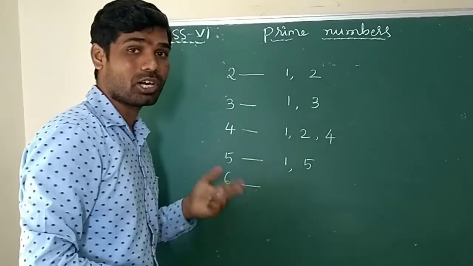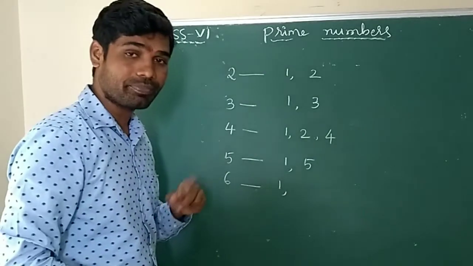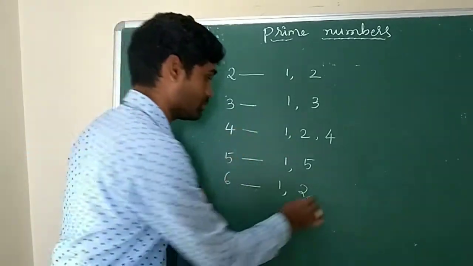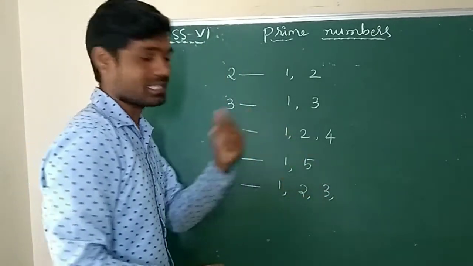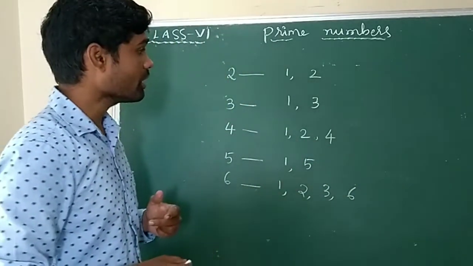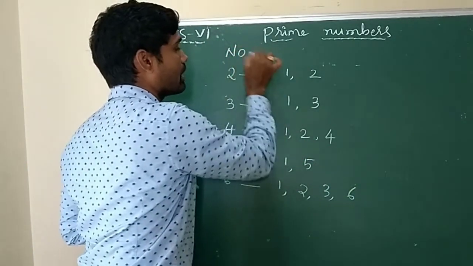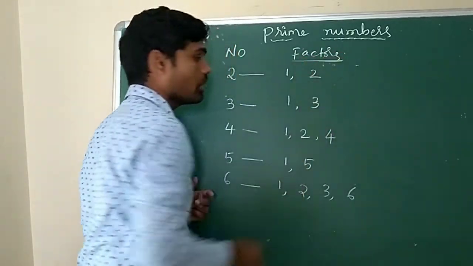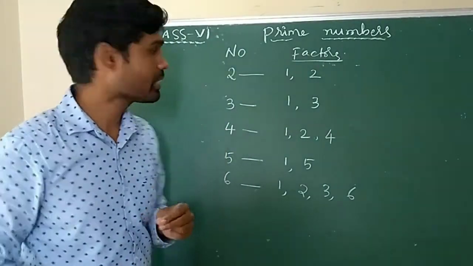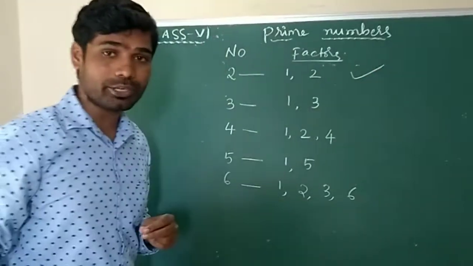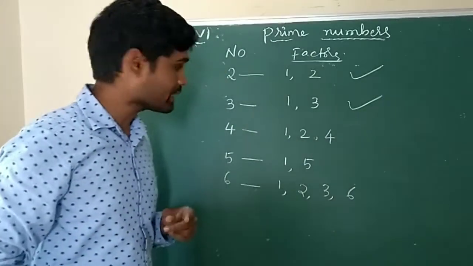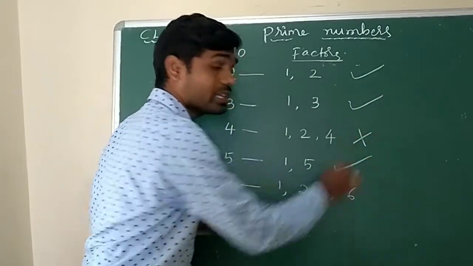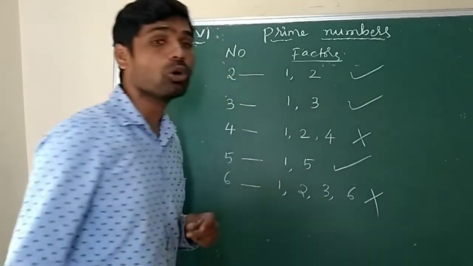There are no other factors. Now 6. What do we have for 6? It can be divisible by 1. Again 2 3s are 6, so 2 is also a factor, and 3 2s are 6, so 3 is also a factor, and 6 1s are 6, so itself. Here, for example, these are the numbers and these are the factors. In these factors, please observe where we can see two factors. Yes, 2 has only two factors, 3 is having only two factors, and 5 is having only two factors. So these are having more than two factors. This is also having more than two factors.